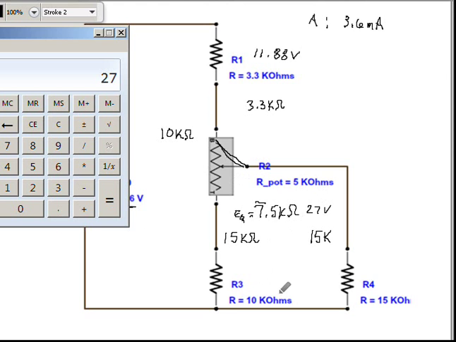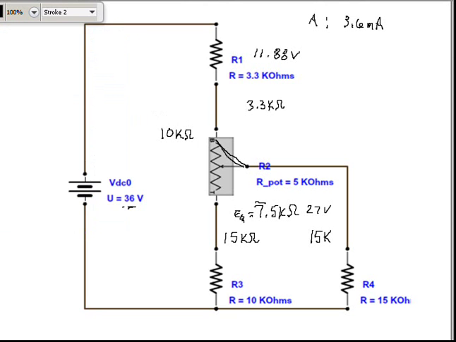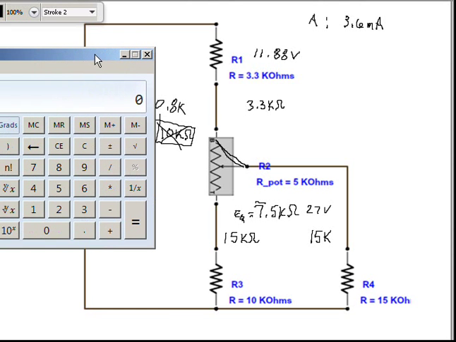5K ohms, 10K ohms, 15K ohms. R4 is 15K ohms. 15K and 15K, 7.5K ohms. Makes sense. Oh, what am I looking at? I said 10K ohms. Nobody even caught me on that. That was incorrect. 10.8K. 7.5, 3.3, 10.8K. Not 10K. So let's redo this again, shall we? I think so.